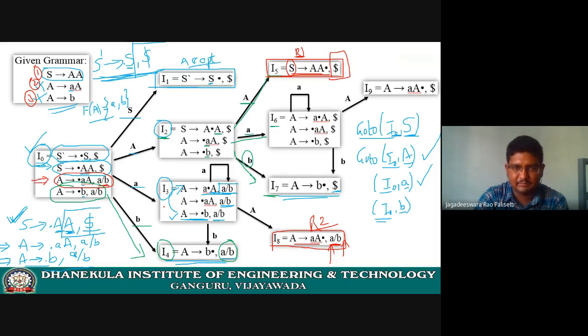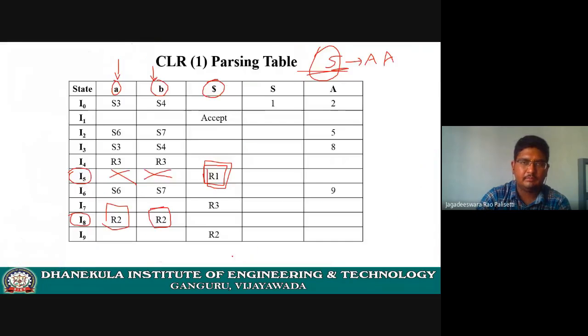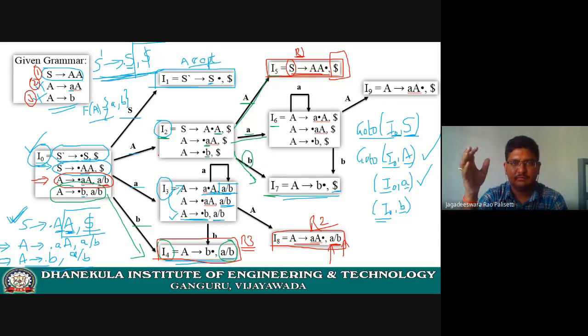Similarly, take one more, the last. Again, I4 is also a reduced state. Reduced by production rule number 3 means R3. So this R3 needs to be written at row I4 and column a, and row I4 and column b. Go to the table. I4 is the row and the column is a. Here, and column b, here also R3.